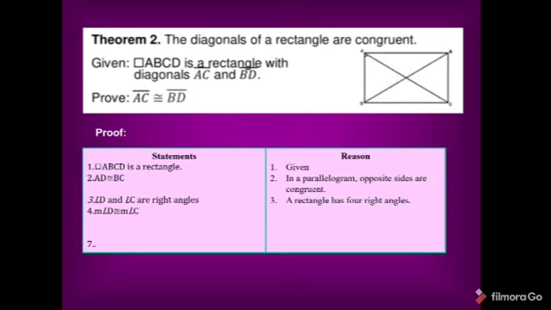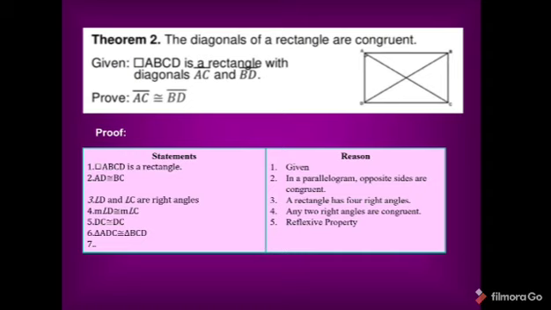So therefore, the measure of angle D and the measure of angle C are congruent because any two right angles are congruent. Then segment DC is congruent to segment DC because of the property called reflexive.